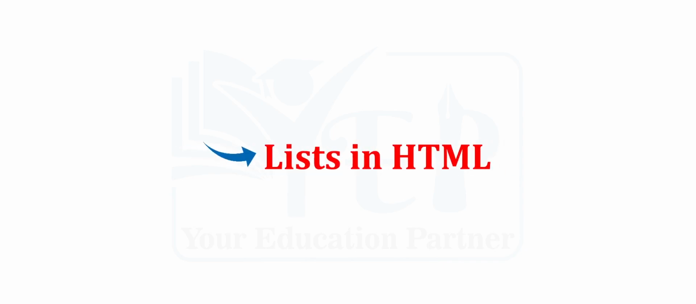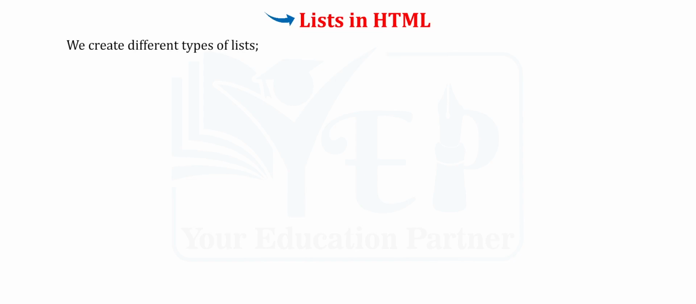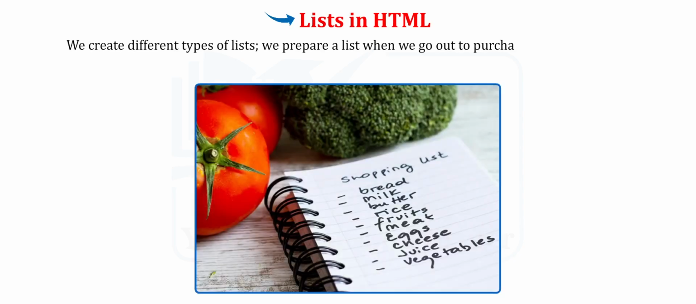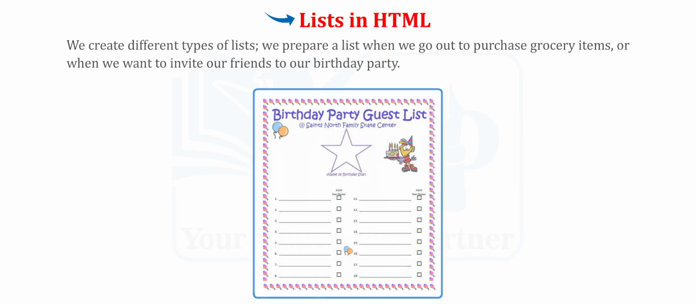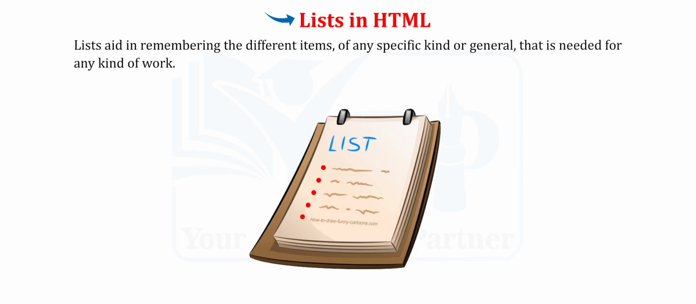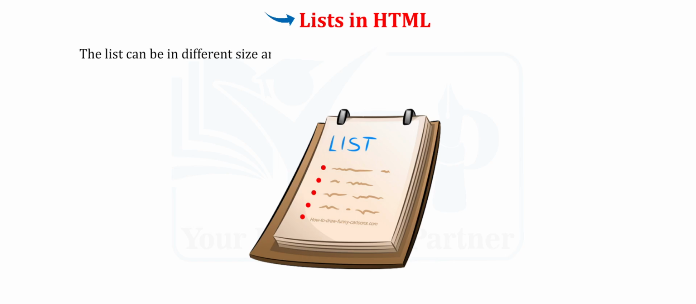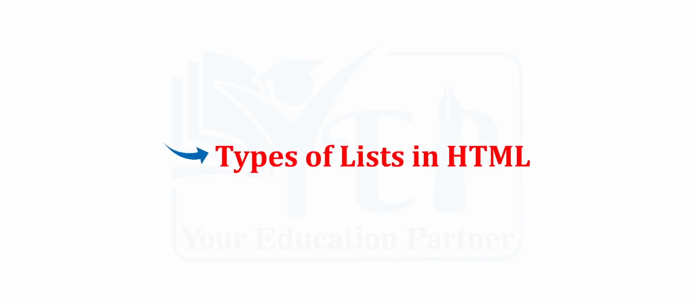Okay, now we will talk about lists in HTML. We create different types of lists. We prepare a list when we go out to purchase grocery items or when we want to invite our friends to our birthday party. Lists aid in remembering the different items of any specific kind or general that is needed for any kind of work. The list can be of different sizes and shapes. Some lists are ordered and some are unordered. Using HTML tags, we can create different kinds of lists in different order. Let us understand the types of lists in HTML.